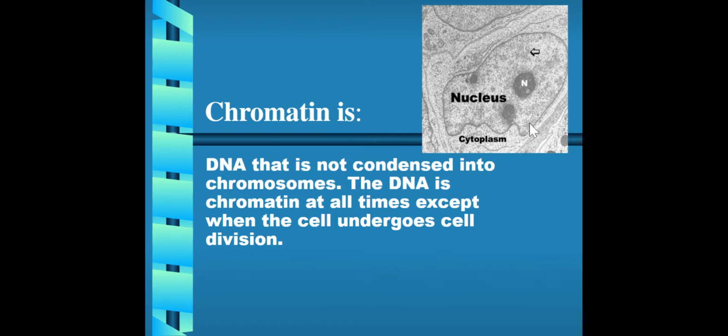And so most of the time when you look at a cell, the DNA is loose. And the reason it's loose and called chromatin is because the cell needs access to all the genes on the DNA. And we're going to learn about genes coming up in the next unit. Now, but if the DNA is all tightly packed into chromosomes, the cell can't get to the genes that it needs.